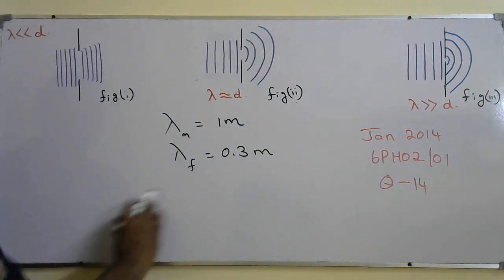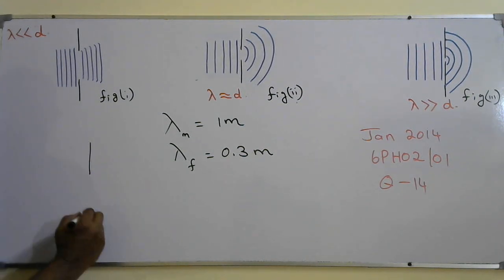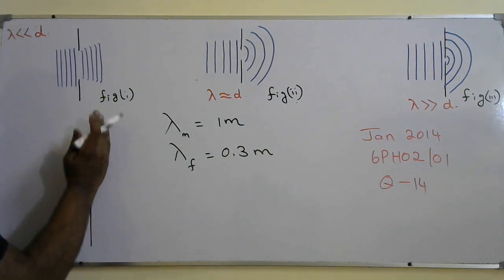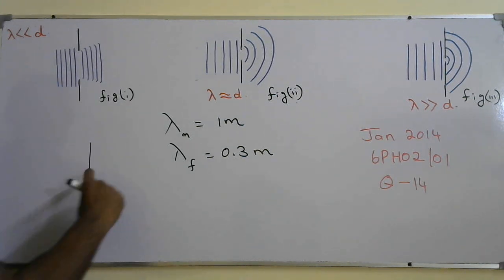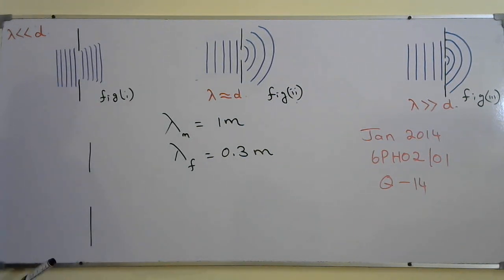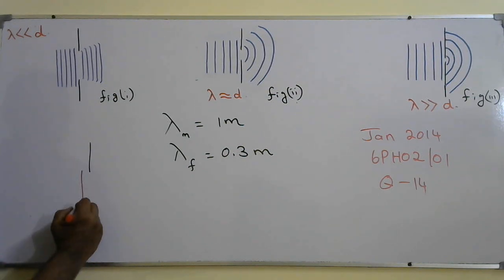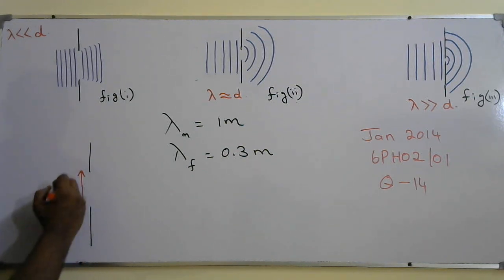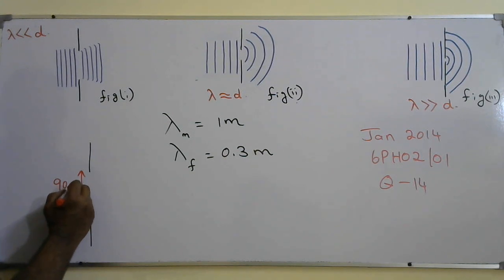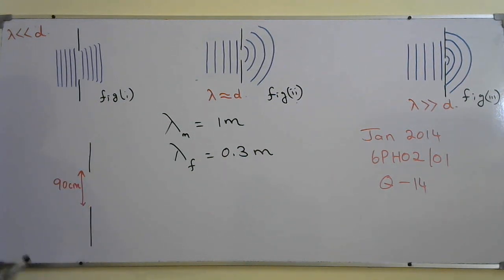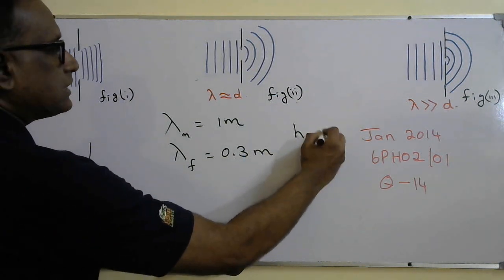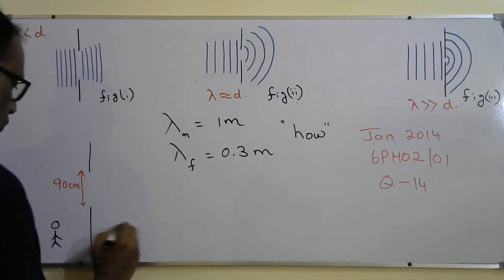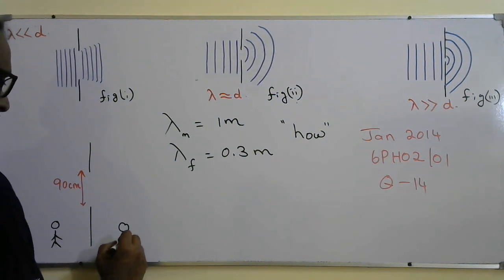So they are saying there's a doorway. This is the doorway, right? So this is a wall. This is the gap. We normally learn like a gap or slit. Now this is the door. The width of the door here is 90 centimeters, almost 0.9 meter. Okay, so maybe you are standing here. The person who is saying the word how, that's the way the question is starting, may be standing here.